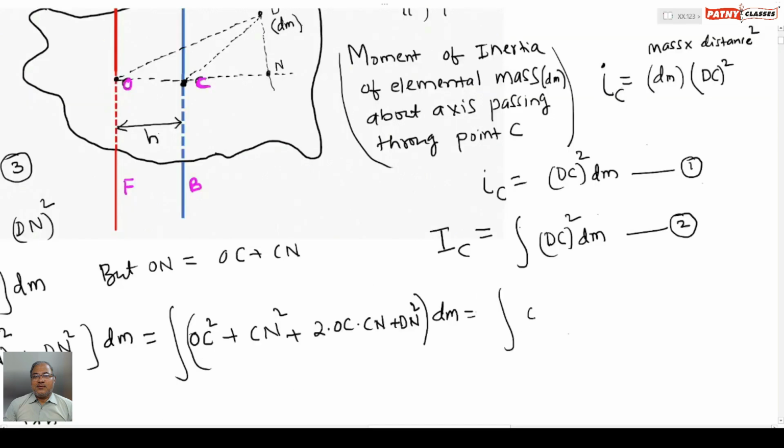Rearranging, first writing CN square plus DN square. Can you guess why I am writing them together? That is CN square plus DN square. After that, OC square plus 2 OC CN, bracket close, with respect to dm.